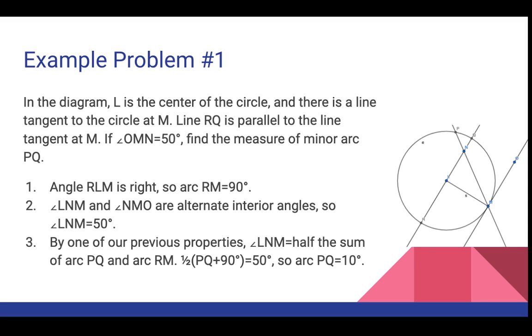We're also given that angle OMN is equal to 50 degrees. And we're asked to find the measure of minor arc PQ. Just for your information, minor arc means a shorter arc. So minor arc PQ would be this arc right here.